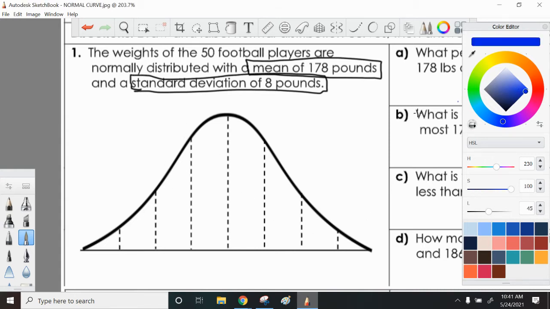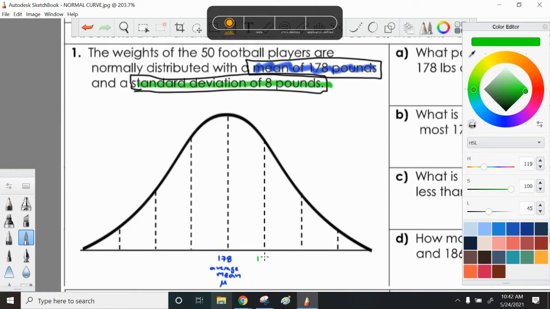So what that means is that we're going to start with this mean of 178. So 178 is going to go in the middle because that's where the average is, or it's sometimes called the mean, or it could even be called this little mu shape that we just learned about. All of these things are happening right in the middle. Now, the standard deviation of 8 pounds means that each of these lines is going to be plus 8 pounds, plus 8 pounds, plus 8 pounds.